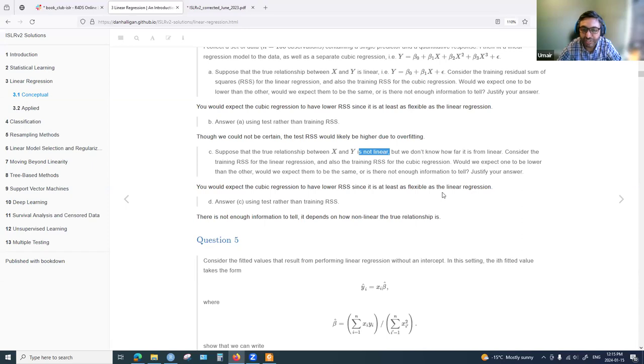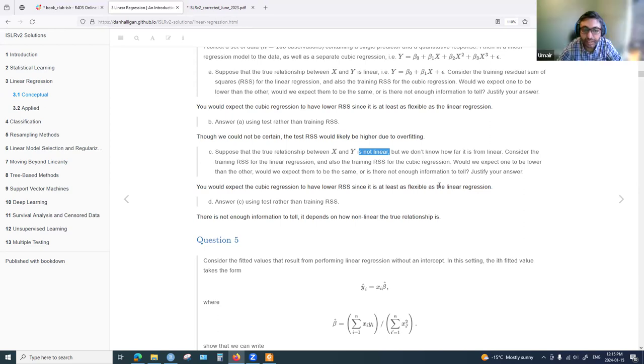Anyone who disagrees with this answer? So this is talking about the training set, right? Yeah, I think that the answer makes sense in that training set context.